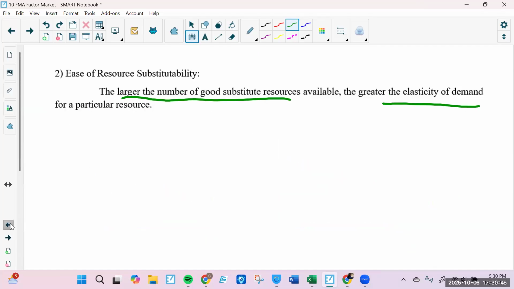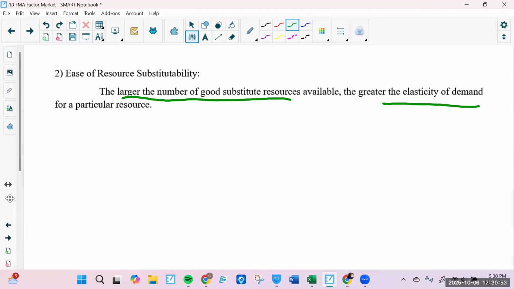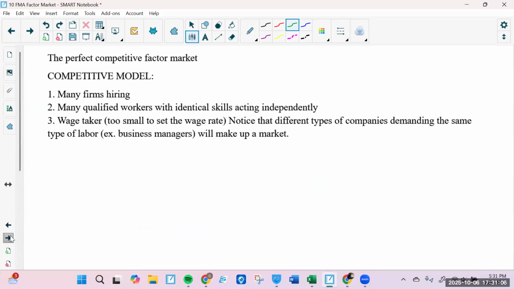So you put these three things together: the rate of marginal product decline, the ease of substitutability for that resource, and the elasticity of demand for the product itself, and that's what determines the slope of your MRP. They usually always ask a question on that. It's usually just one, usually multiple choice. I do remember one year them asking something in the free response part about the slope of the demand curve for labor. But usually it's just a multiple choice question.